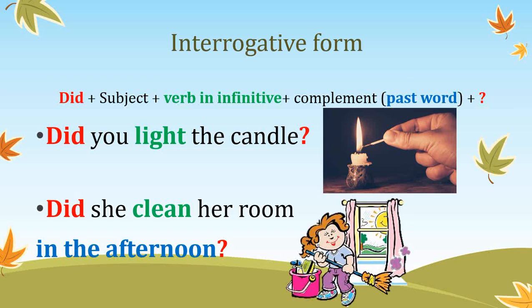Interrogative form. The structure for interrogative form is the auxiliary verb did plus subject plus the verb in infinitive plus the complement plus question mark. Always remember to use the question mark when you are writing a sentence in interrogative form. That's essential to know that it is a question.